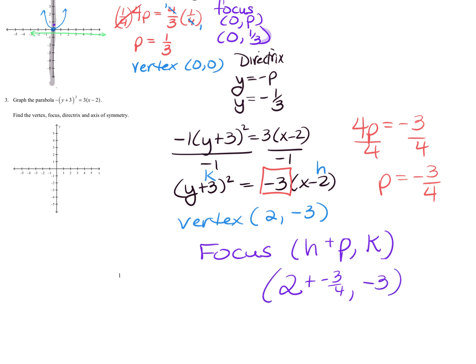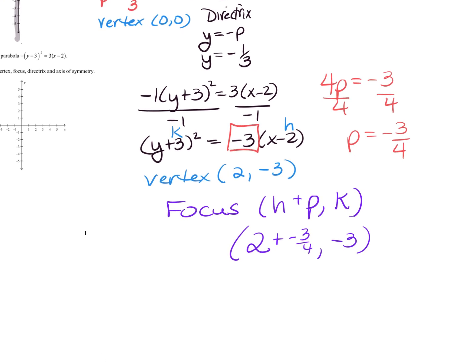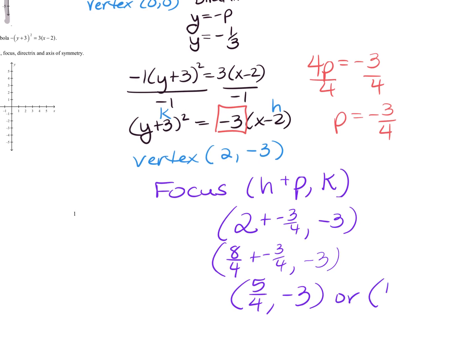I need to do the math there of 2 plus negative 3/4. Now remember, WebAssign wanted your answers as improper fractions. Because you're graphing it, you might want to make it a mixed number. I'll accept it either way. So to do the math here, I could change the whole number 2 and make it 8/4 so it has a common denominator. And then I can combine my numerators and I get 5/4, and then the k would stay the same. So I would also accept 1 1/4, comma, negative 3. This is your focus point.